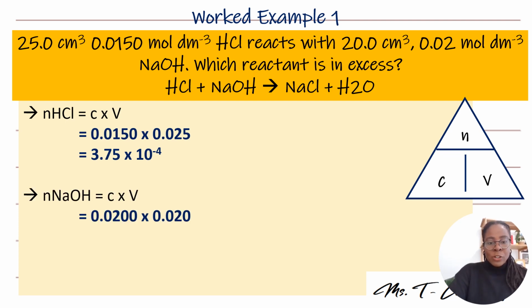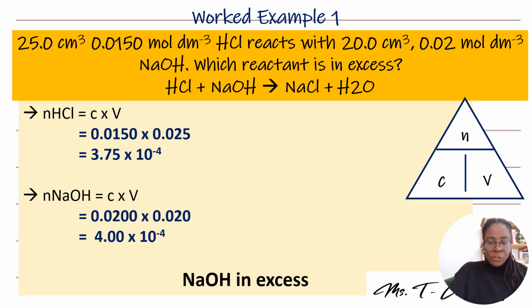For our sodium hydroxide, 4.00 times 10 to the minus 4 moles. So looking at our balanced symbol equation, it's a 1-to-1 ratio. So it's really obvious the excess reagent is whichever one we've got more moles of, which in this case is the sodium hydroxide.